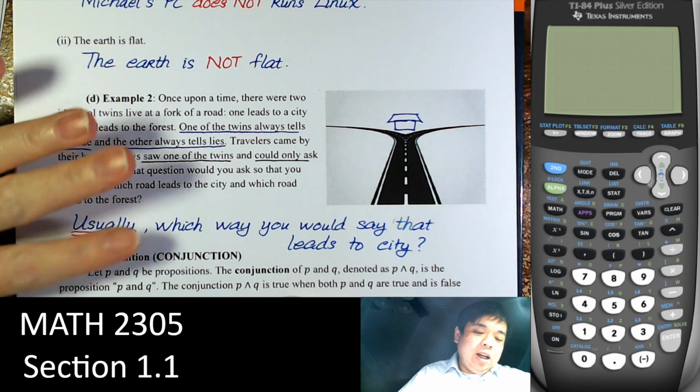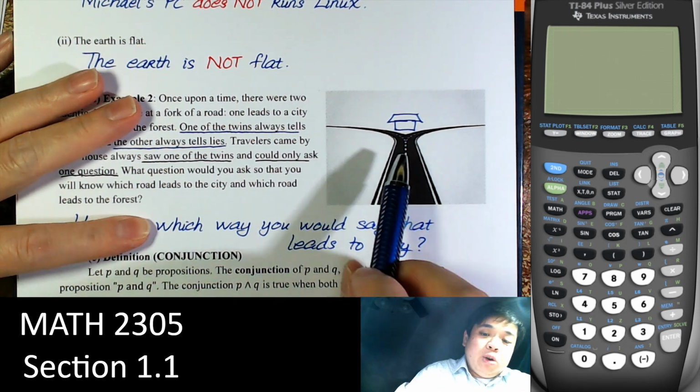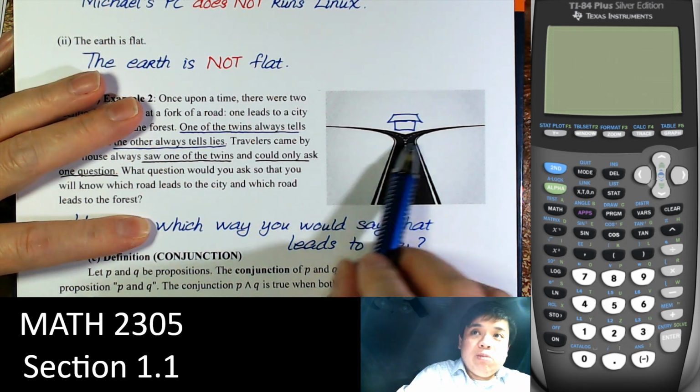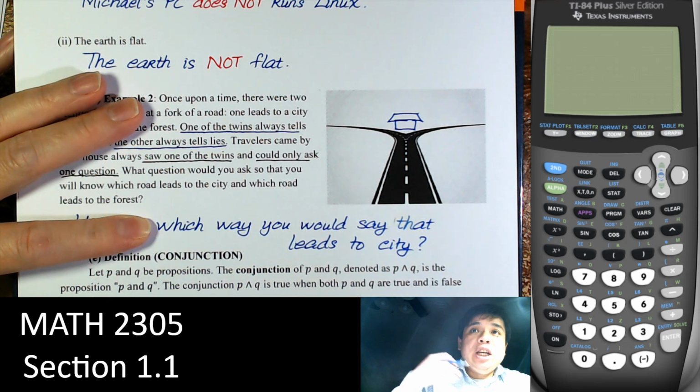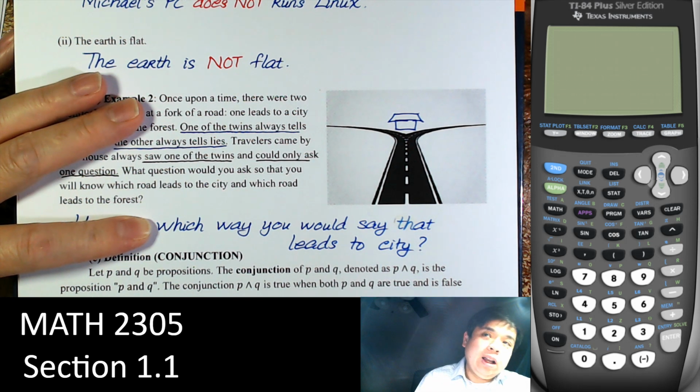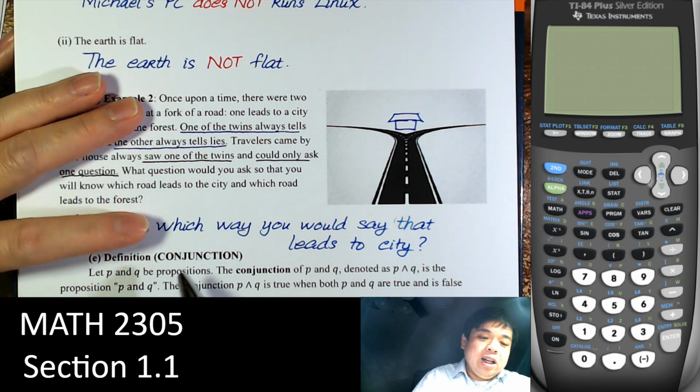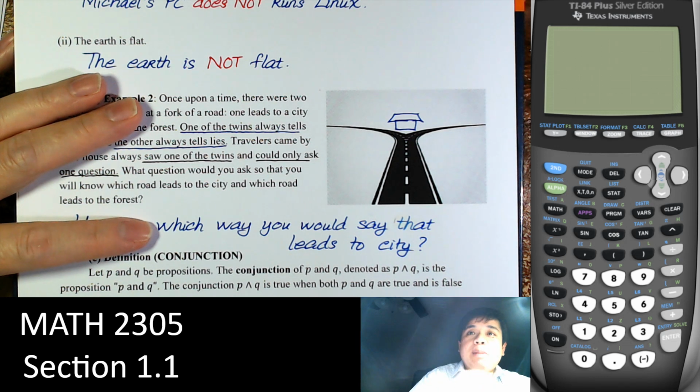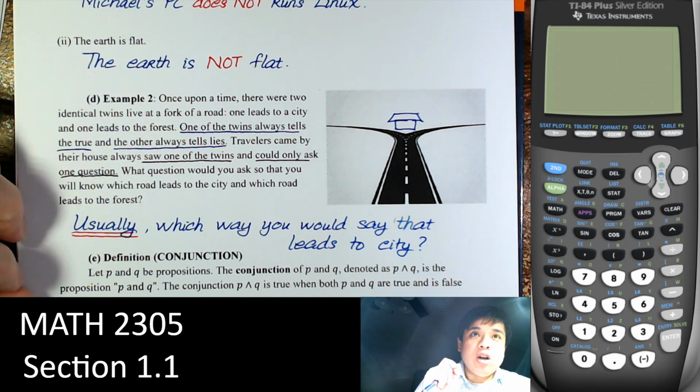Now, let's say we don't have that word. Of course, the truthful person will tell the truth. So he will usually point in the same direction, which is to the city, which is good. The truthful one will always tell the truth, and he will point in the direction he usually points, which is to the city. So that's good for the person who tells the truth.